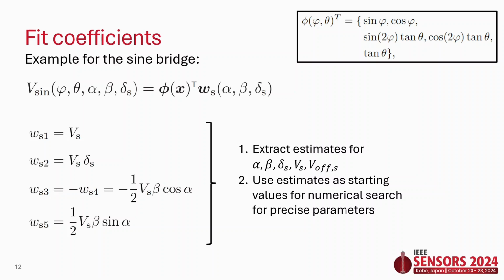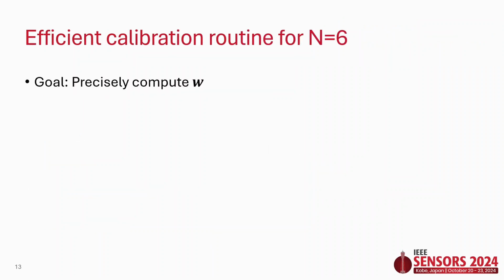Now, if I want to design a more efficient calibration routine, what I basically want is to precisely compute W using as few magnetic fields as possible. In this case, I chose to apply n equals 6 fields, and now the question is, under which angles do I have to apply those fields in order to calibrate my sensor?